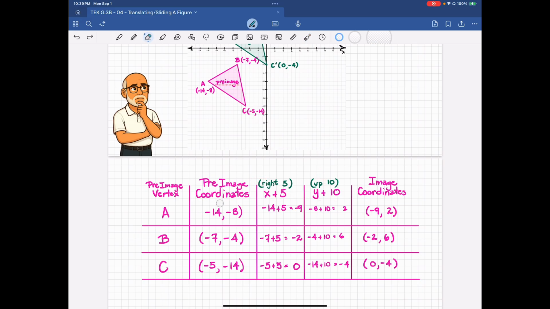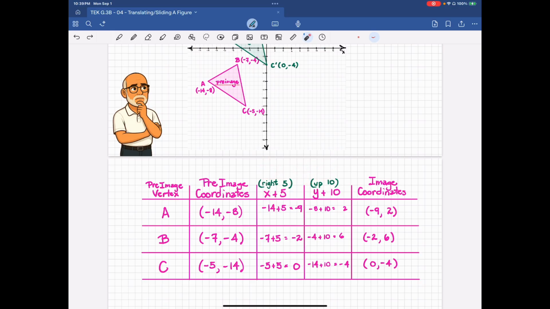So I'm going to take my X's and I'm going to add 5 to each one of my X coordinates. Negative 14 plus 5, negative 7 plus 5, negative 5 plus 5. And that's this column here. This tells me my new coordinate for the X's, for the image. So this right here is determining the image coordinates.